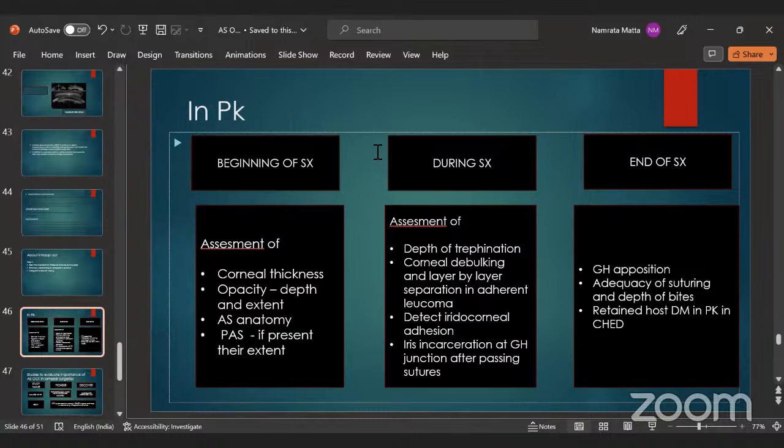During the surgery, the depth of dissection, the corneal debulking, and layer by layer separation of the adherent tissue can be assessed. If there is hydrocorneal adhesion or any iris incarceration at the graft host junction after passing the sutures, it can be assessed during the surgery. At the end, we can assess the graft host apposition, the adequacy of the suturing, the depth of the bite, and also any retained host Descemet's membrane in the PK in cases of congenital hereditary endothelial dystrophies.